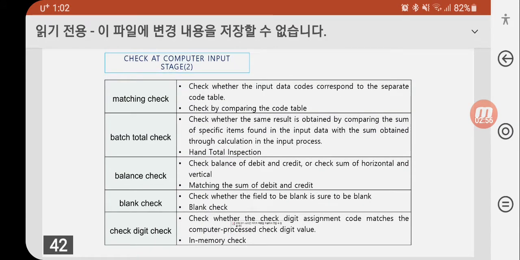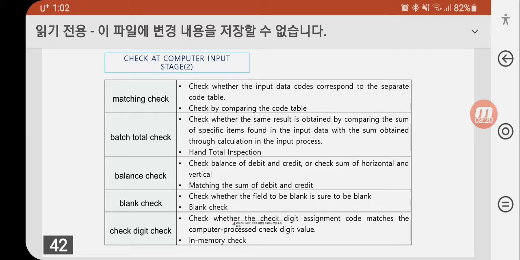To be continued, check at computer input stage. Matching check is whether the input data codes correspond to the separate code table. This check is done by comparing the code tables.